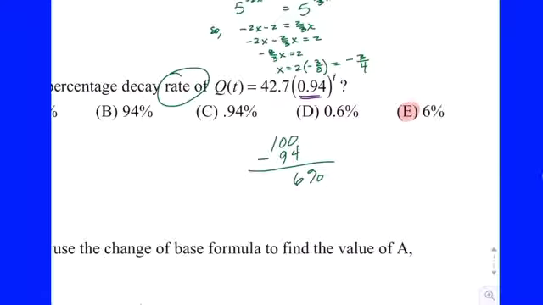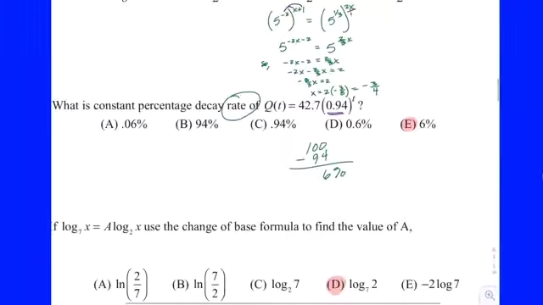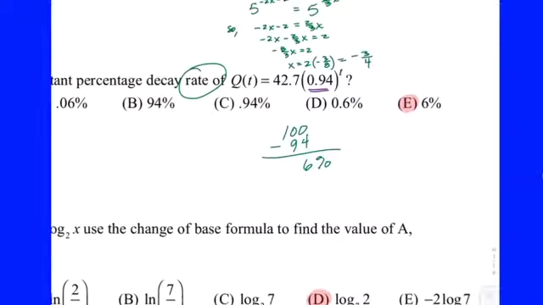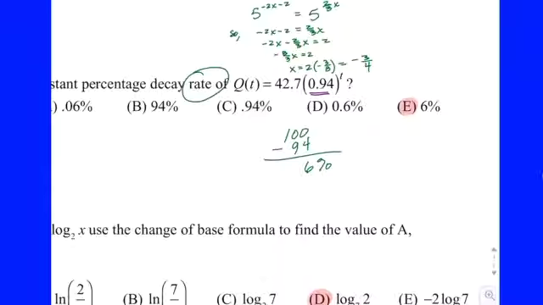And there were a lot of other handsome choices, right? 0.6, 0.06, 6%, 0.8, 94, 0.94, but it's right. Good. Any questions on that one?